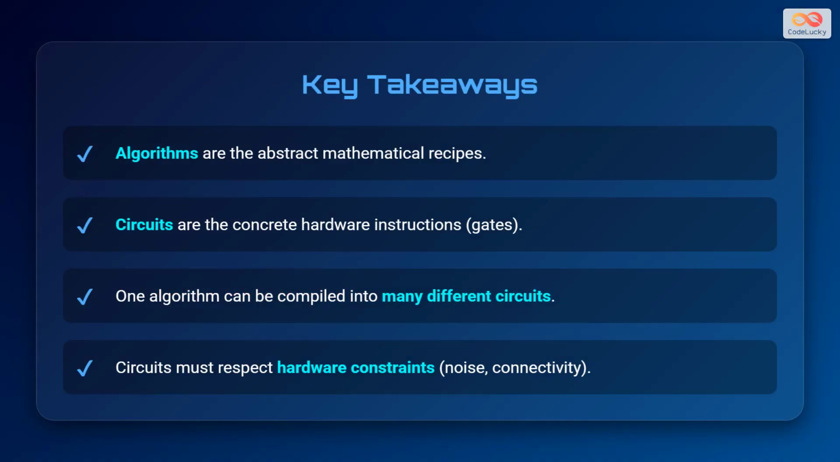To summarize, algorithms are your abstract mathematical recipes. Circuits are the concrete gate-level implementations. Remember that one algorithm can be compiled into many different circuits depending on your hardware. Understanding this separation is key to becoming a proficient quantum programmer.